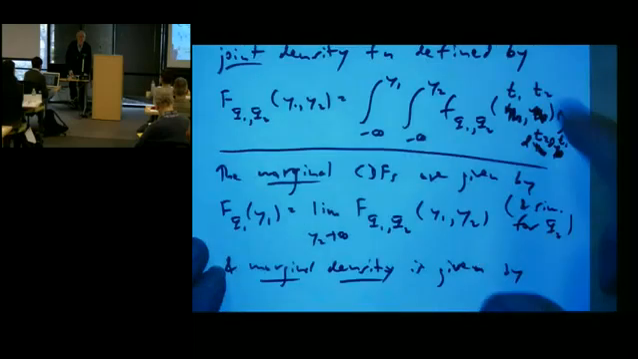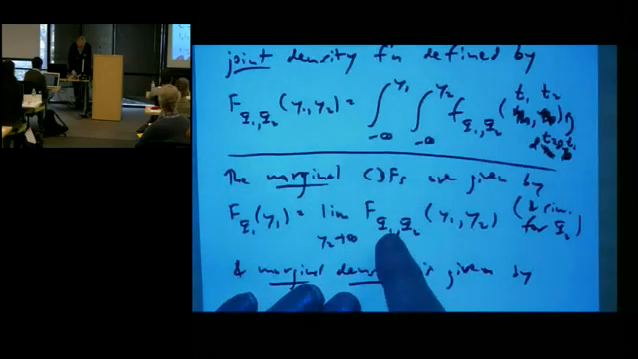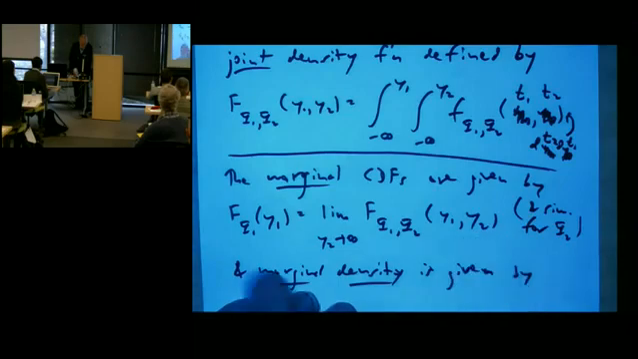The marginal CDFs are given by what you get by taking the joint distribution and taking the limit. If you want to know the marginal CDF for the variable y1, you take the limit of the joint CDF as the other argument goes to infinity. That makes it go away, and we get the marginal. And similarly, of course, for the other one.